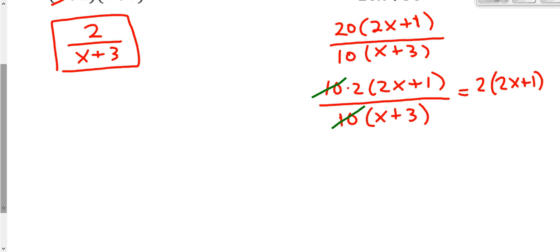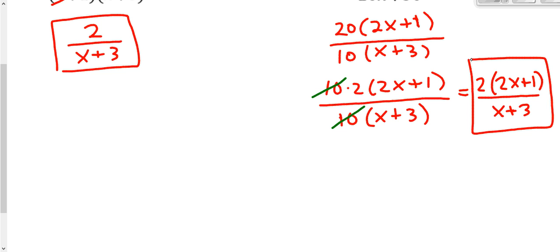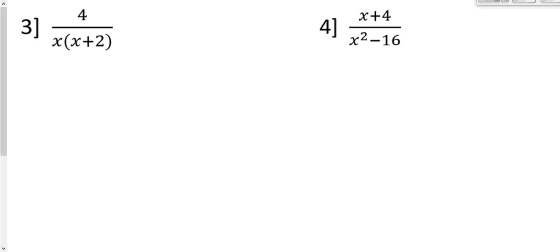over x plus 3. Is it necessary to distribute the 2 when you write your final answer? I don't think so. I think it's perfectly fine to leave it like that. You could distribute it and it's not wrong, but if you don't, it's not wrong. Okay, let's move on to problem number 3.